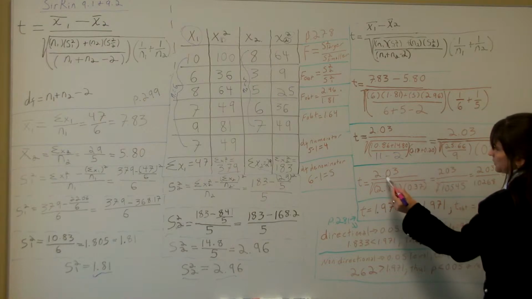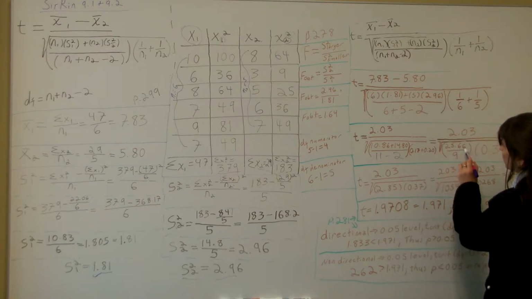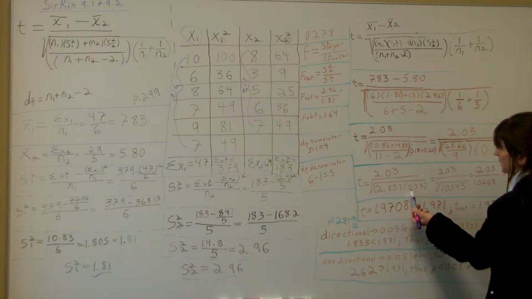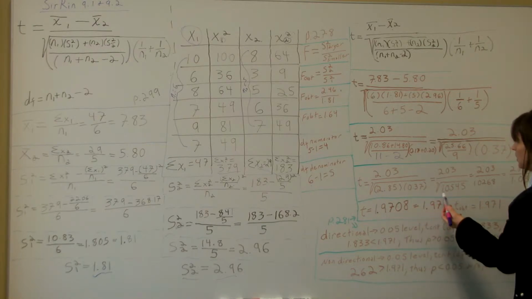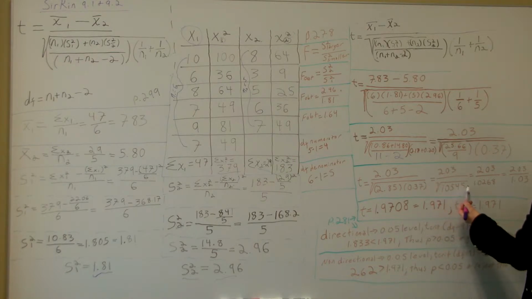that number is, we did everything up top so far, 2.03 divided by the square root of 25.66 divided by 9 equals 2.85. And that's going to be multiplied by 0.37, which comes to a total of 10.545. The number on the top is still the same thus far.